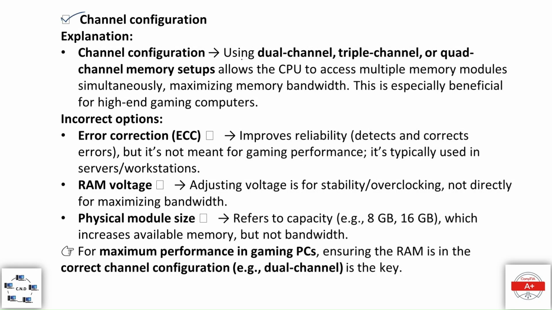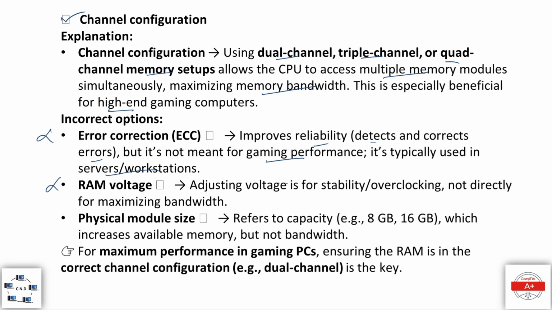Let's go through the explanation. Channel configuration: using dual channel, triple channel or quad channel memory setups allows the CPU to access multiple memory modules simultaneously, maximizing memory bandwidth. This is specifically beneficial for high-end gaming computers. Incorrect option, error correction: error correction improves reliability, that is, it detects and corrects errors, but it's not meant for gaming performance. It's typically used in servers and workstations.